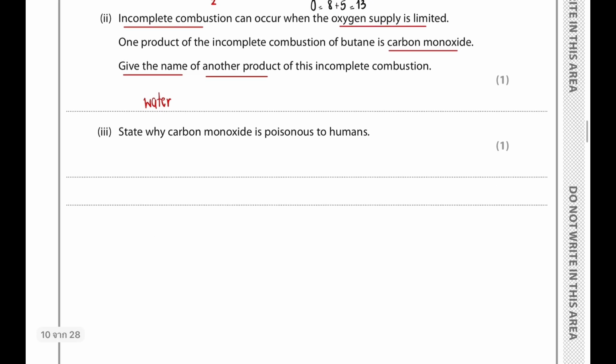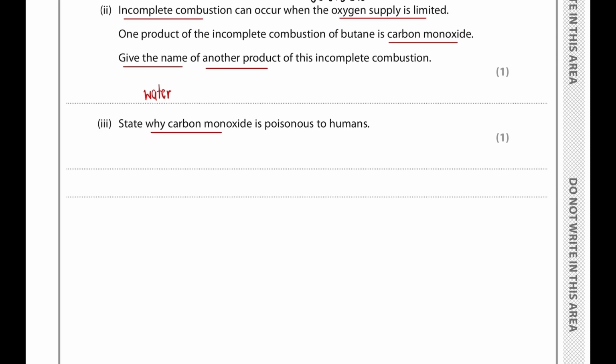Then question III. State why carbon monoxide is poisonous to humans. Because it reduces the ability of hemoglobin to carry oxygen.